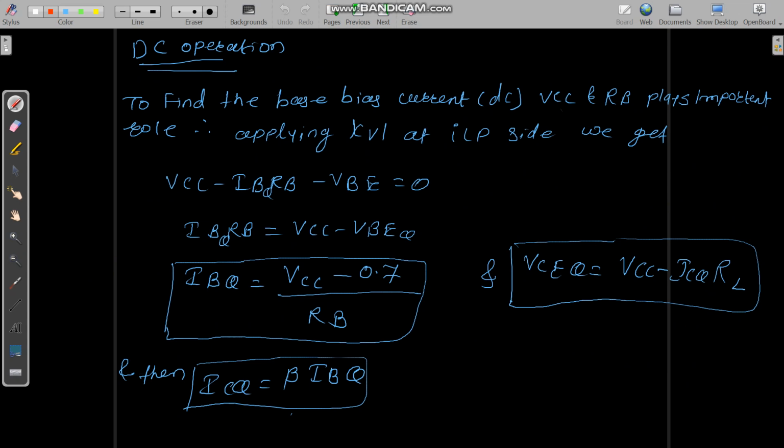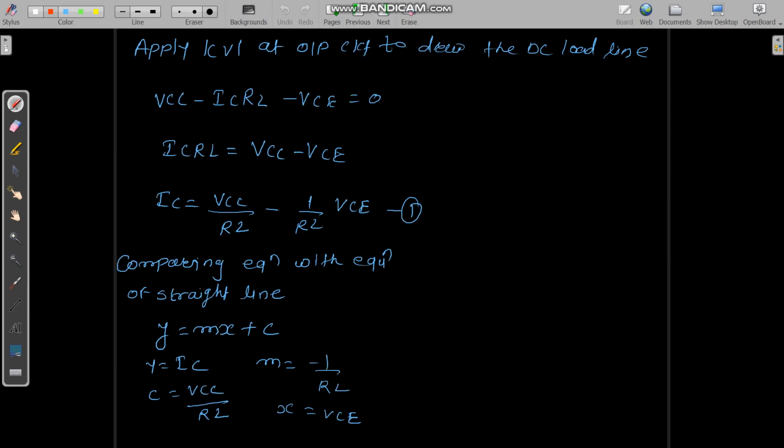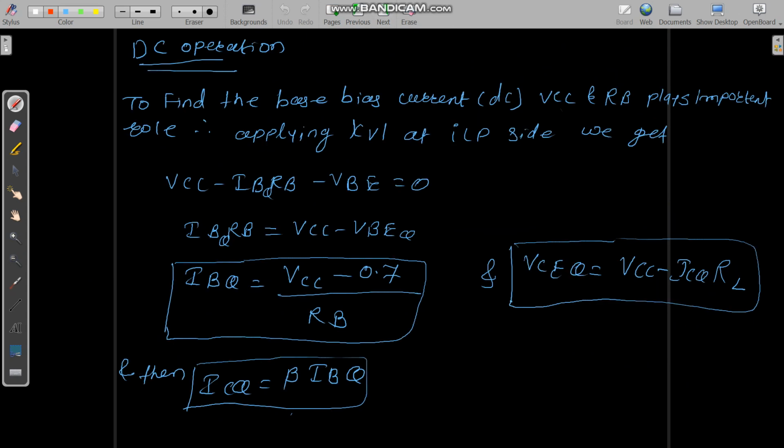After having this output current equation, let us do the DC analysis for the same circuit. Now, we want to know what is the base current and what is the relationship between the output current and output voltages. So now if we apply the KVL at the input side, what we are going to get is VCC minus IB RB minus VBE equals 0.